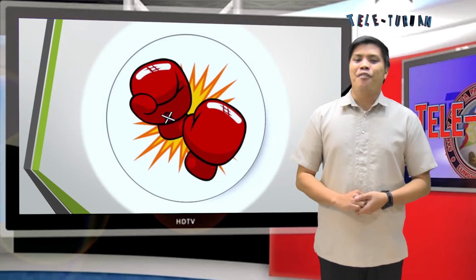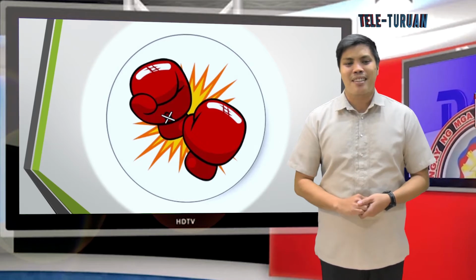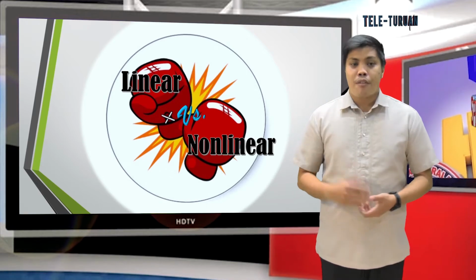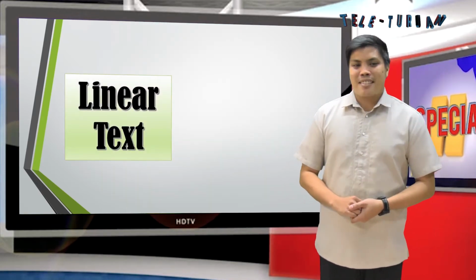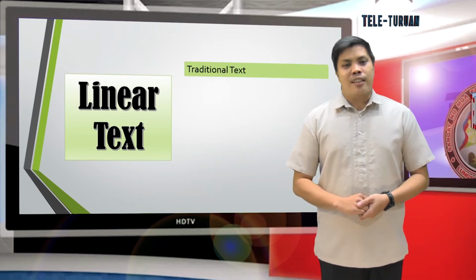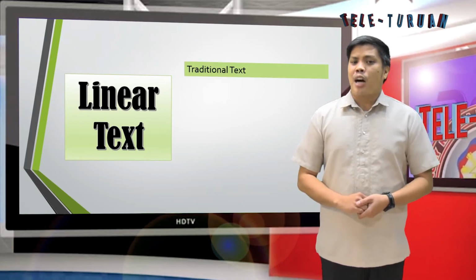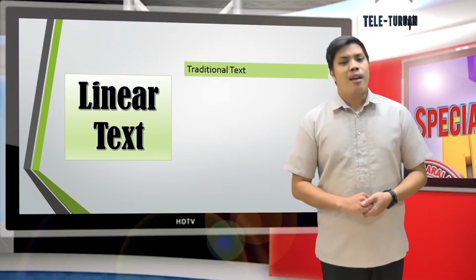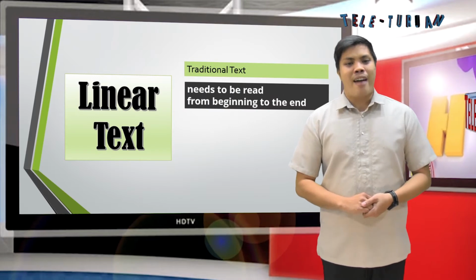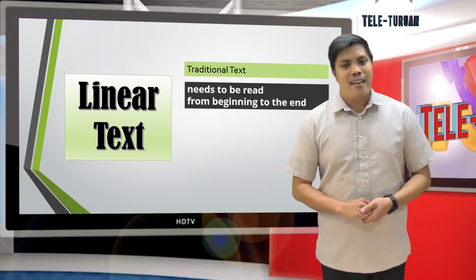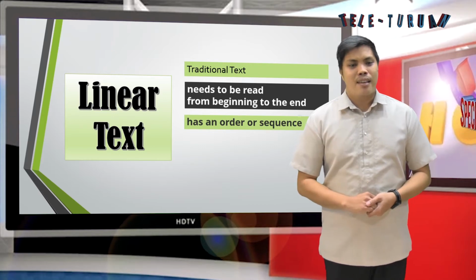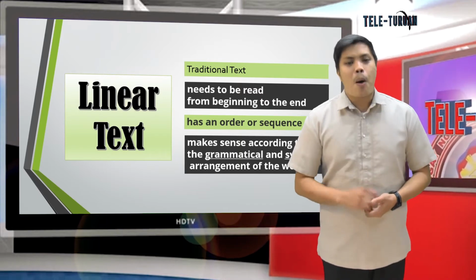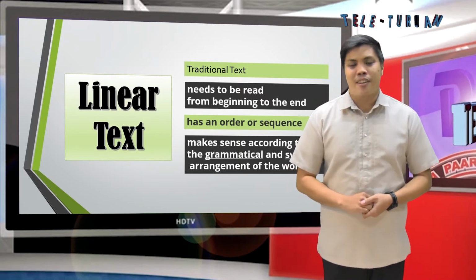So, for you to understand the visual and verbal elements in text, let us explore the world of linear and nonlinear text. First, let us have the linear texts. Linear texts are traditional texts. They are common texts that we encounter in reading newspapers, textbooks, stories, and more. These types of texts are being read from the beginning to the end. It has an order or sequence. And since they are made out of words and sentences, they follow proper grammar and syntactic arrangement.